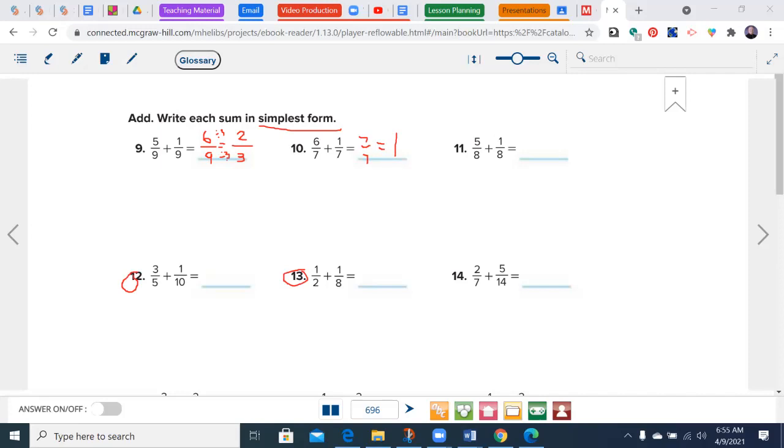You may pause the video, complete these, and then come back, and then we'll go over it. You may pause the video now.